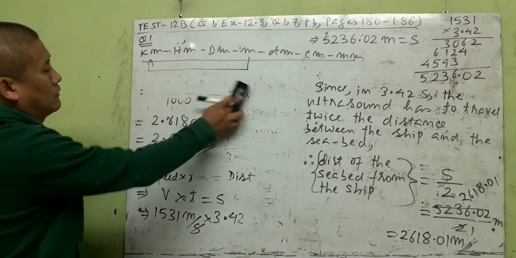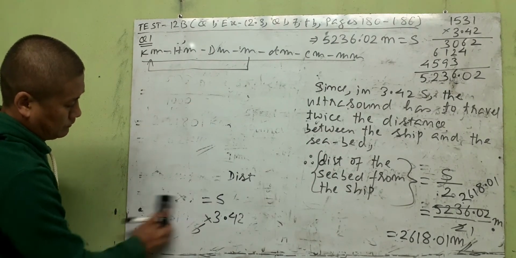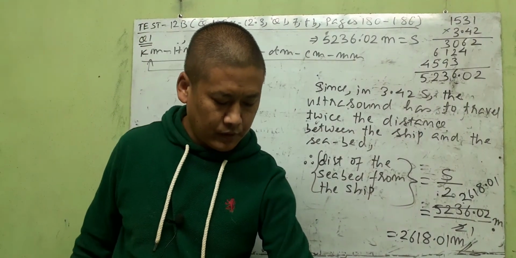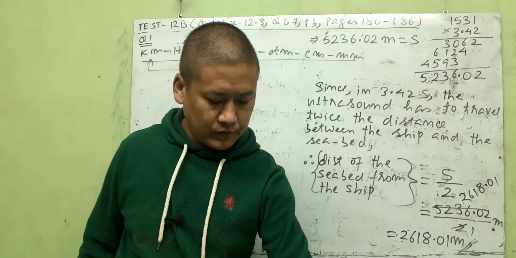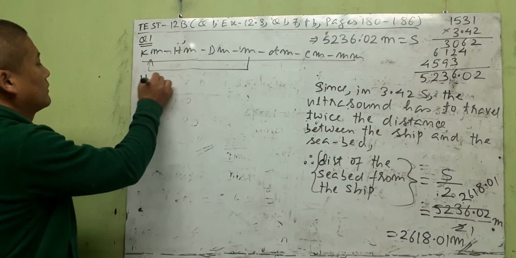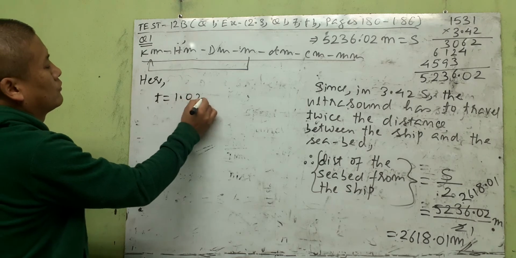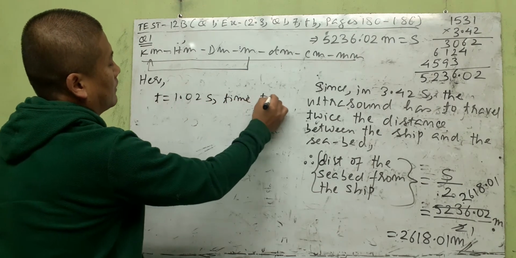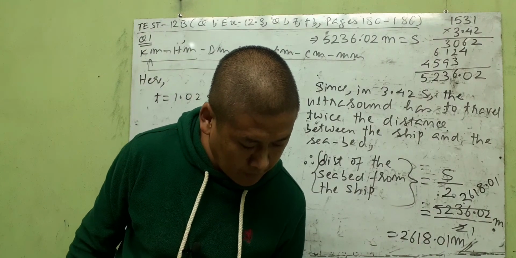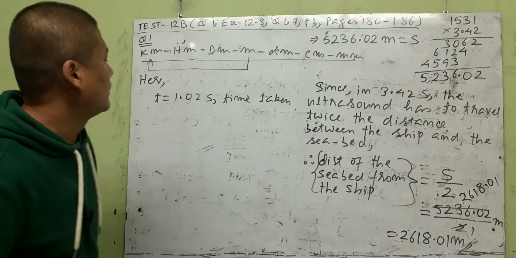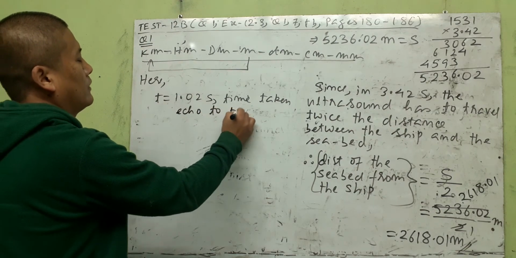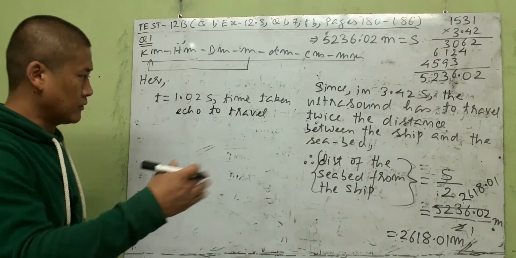So let's do that sum. Read the question for us. The submarine emits a sonar pulse. There is sound only, which returns from an underwater cliff in 1.02 seconds. So as we read the question, t is 1.02 seconds. This is the time taken for the echo to travel. Once it reflects and comes back, that is called echo.